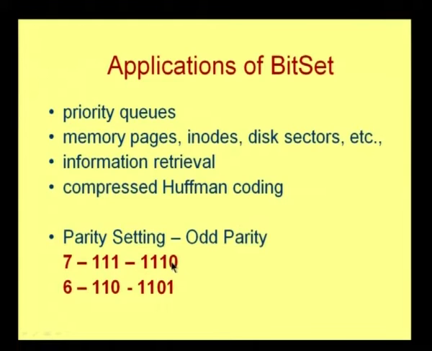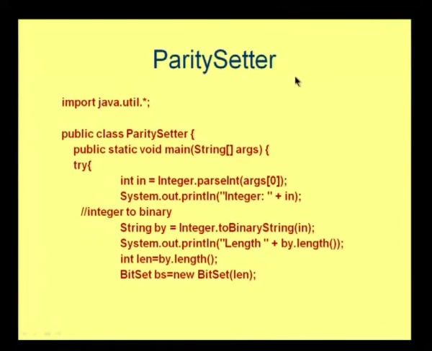So, here is a sample program which is used in order to set the parity. You can see that import java.util.*. Here we have an integer that is taken from the command line argument, that is my 0th argument, and I have a method called toBinaryString. toBinaryString is a method that is available in the Integer class, and the Integer class, you know, is a wrapper class.